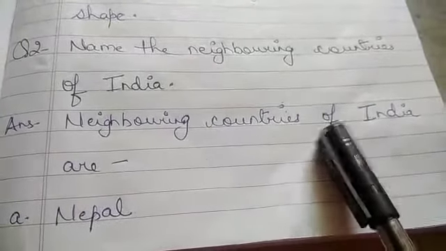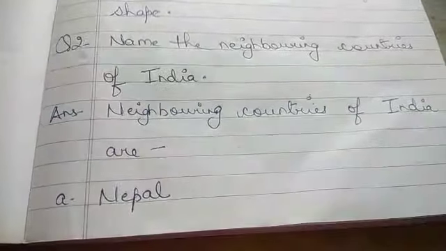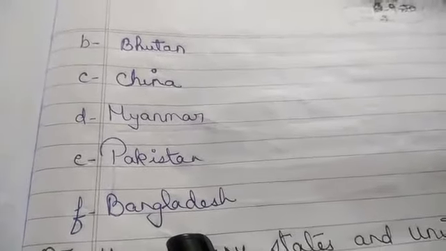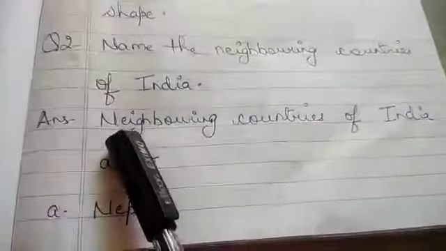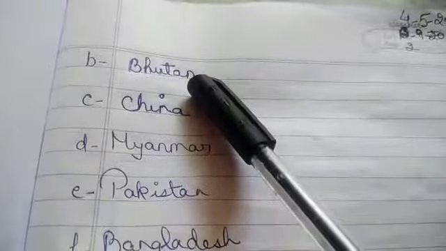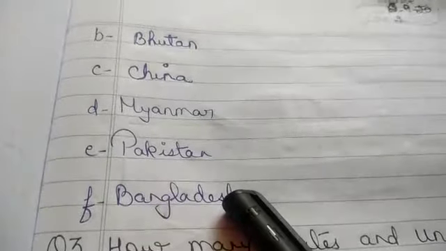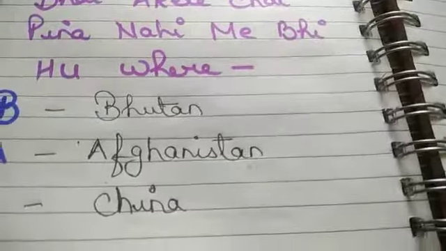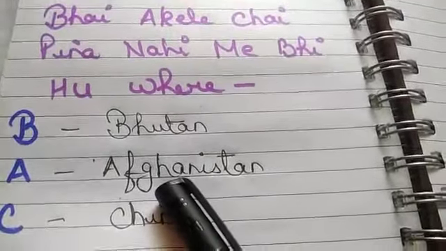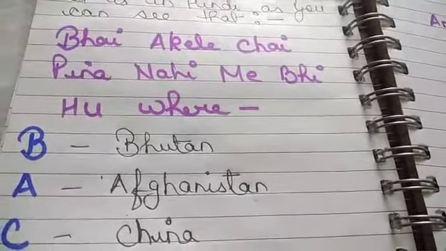The neighboring countries of India are, what are the neighboring countries? Nepal, Bhutan, China, Myanmar, Pakistan, Bangladesh. See again. Neighboring countries of India are Nepal, Bhutan, China, Myanmar, Pakistan, Bangladesh. Okay, children? Children, I left out Afghanistan, but if you want, you can write it. Okay, these are the names of all the neighboring countries and we can learn them easily.